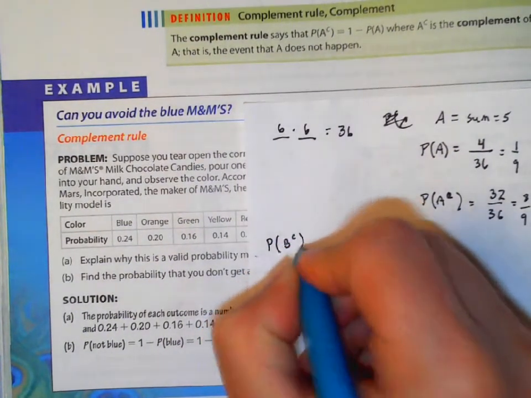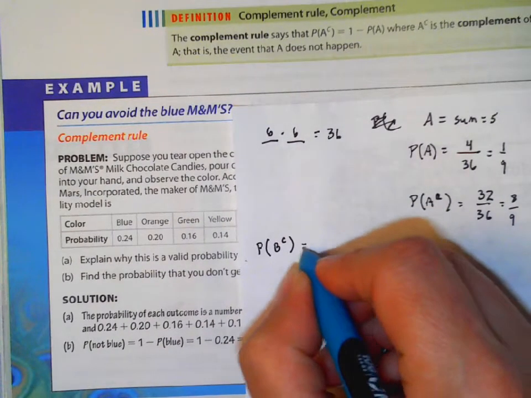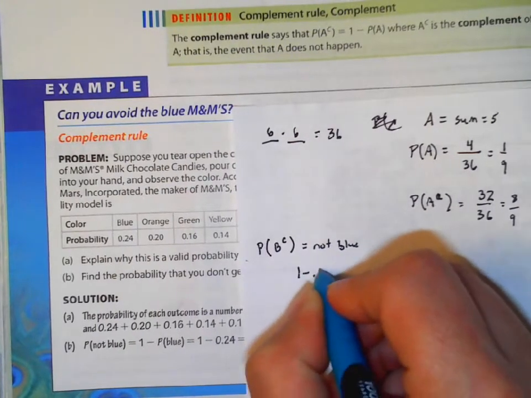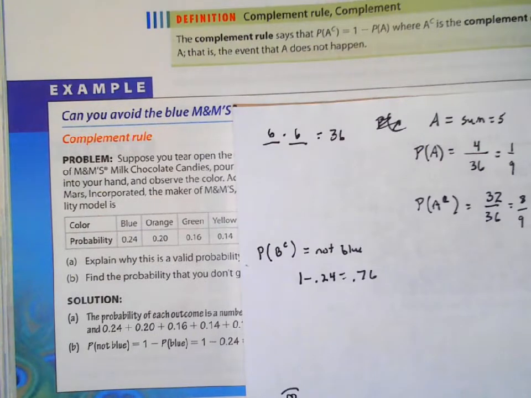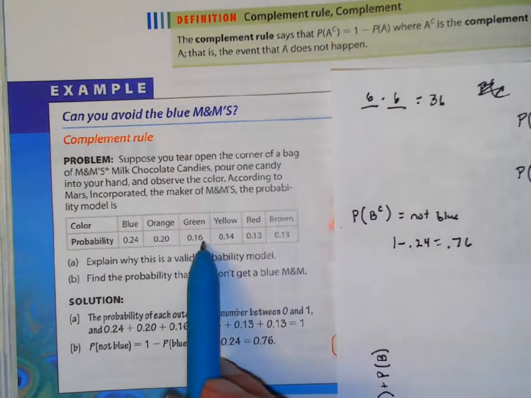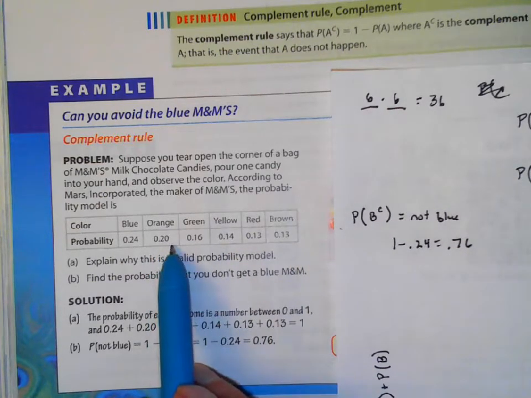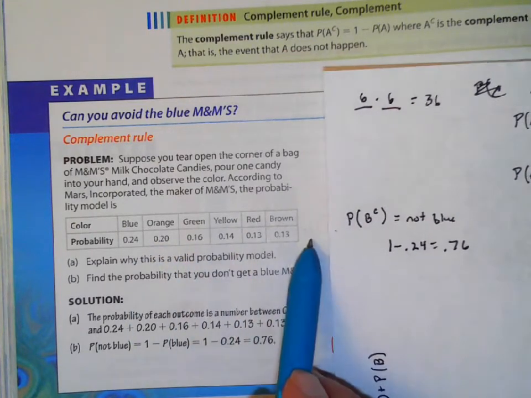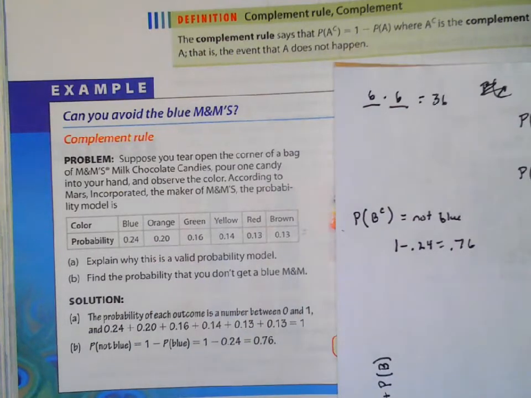So the probability of a blue complement, that is, not blue, would be 1 minus 0.24, which would be 76%. Another way to do that is to just add up all these others. If you add up all these others here, that would also give you 76%. If they all equal 1 and I subtract this one away, I'm left with all these others here.